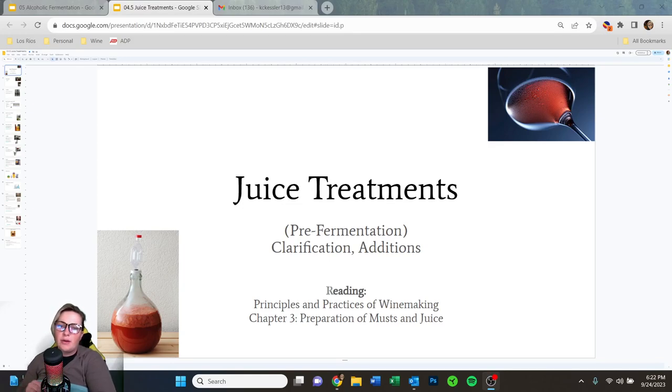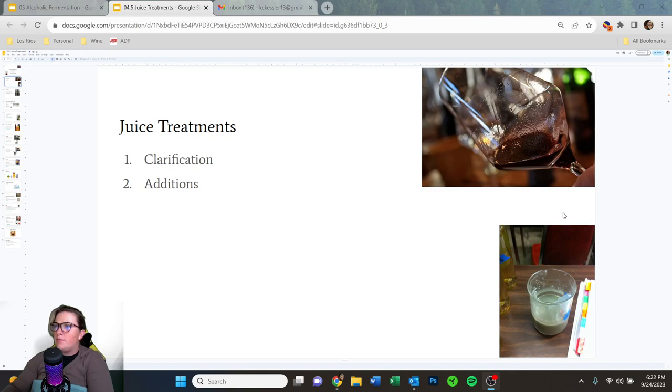Tonight we're going to talk about juice treatments. These are treatments done to juice pre-fermentation. A lot of these will be for whites and rosés, potentially some reds in here as well. This is also found in our Principles and Practices of Winemaking textbook in Chapter 3 under Preparation of Musts and Juice section. So this will be a shorter slideshow. We'll tag on alcoholic fermentation after this.